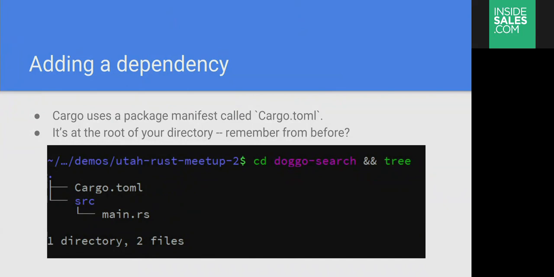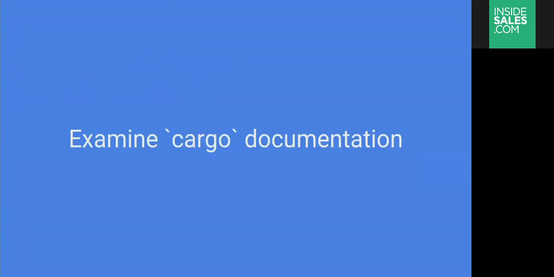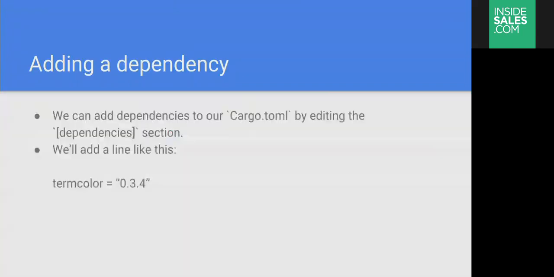So everybody remembers the Cargo.toml, right? This is where we had it originally when we called cargo new. So we need to edit this guy to add it to our dependencies. Rust has some great documentation. For our intents and purposes, we may or may not want to skip this, but this is the URL that you can find it at. It has everything you could possibly need. It has way more detail than we're ever going to get into here tonight. The thing that we need to take away from it is there is a dependency section.